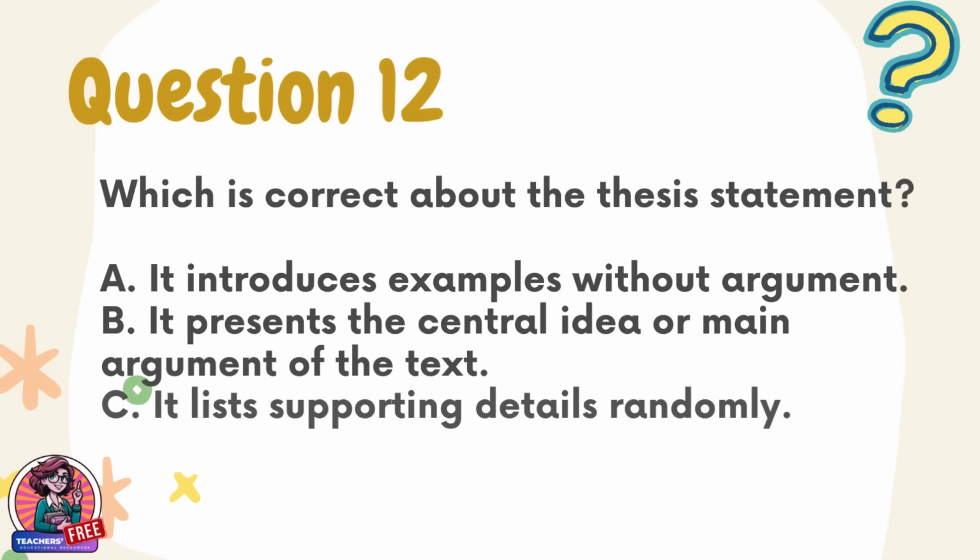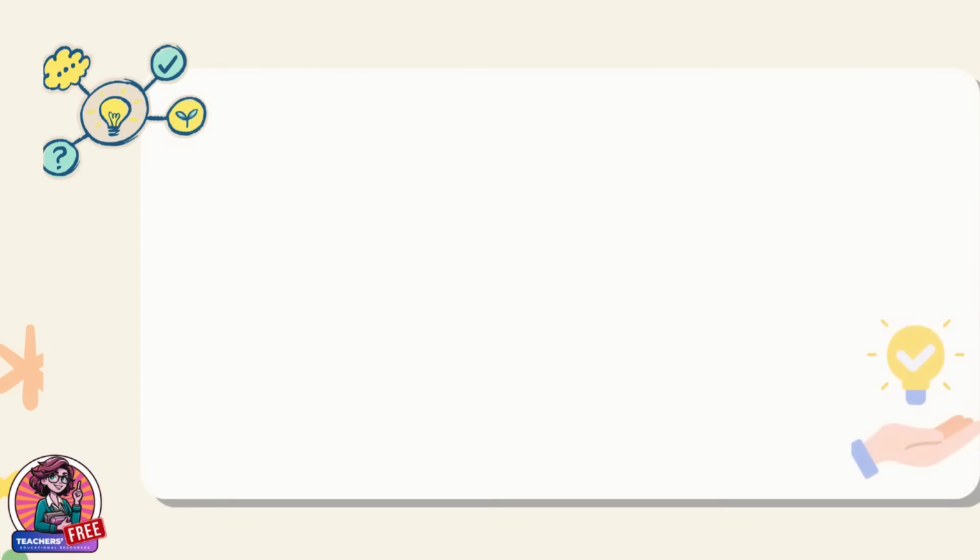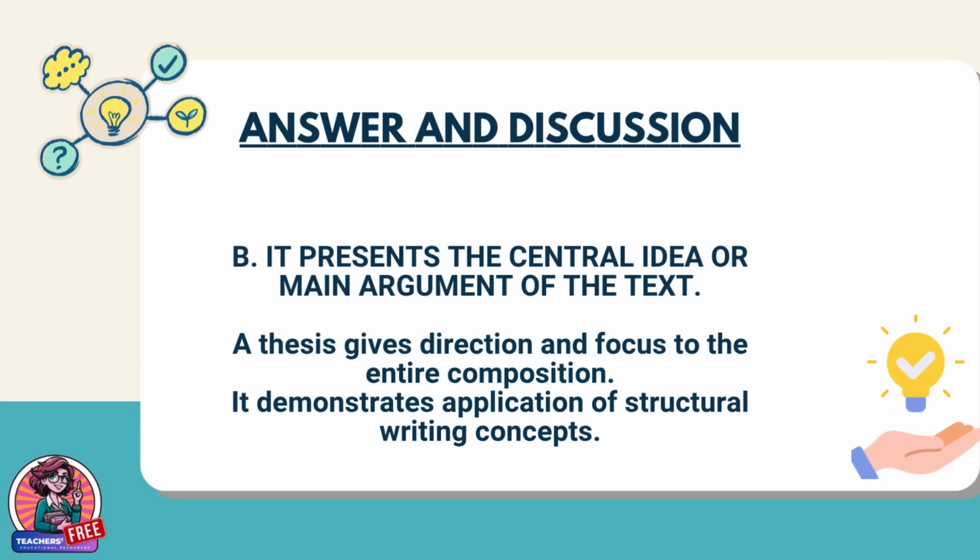Question 12. Which is correct about the thesis statement? A. It introduces examples without argument. B. It presents the central idea or main argument of the text. C. It lists supporting details randomly. Answer: B. It presents the central idea or main argument of the text. A thesis gives direction and focus to the entire composition. It demonstrates application of structural writing concepts.